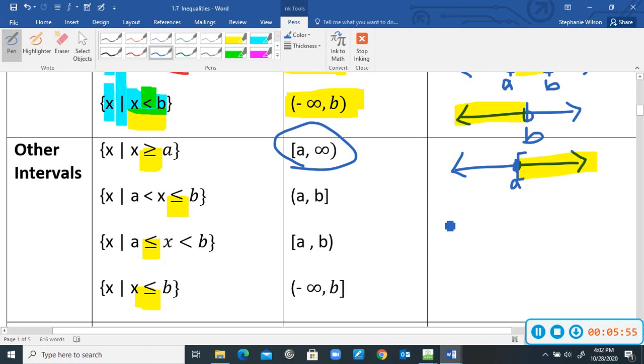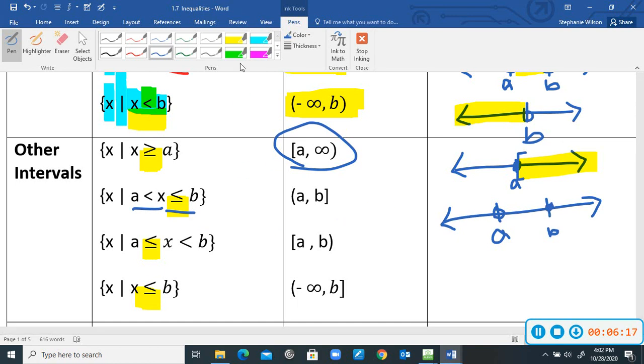So let's do the second one and move on just a little bit. So we have a, we have b, and when we read it, it says a is less than x, but it's not included, so it's an open circle. It said x is greater than or equal to b, so that's a closed circle. And it said x fell between those two points, right? It's open at a and closed at b. Okay, so y'all kind of get the idea.